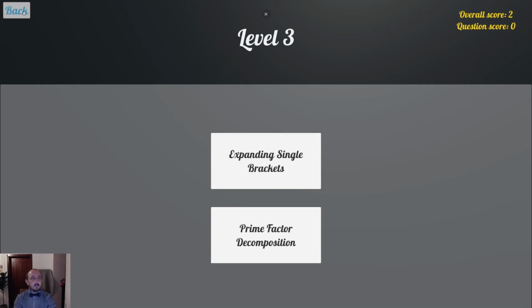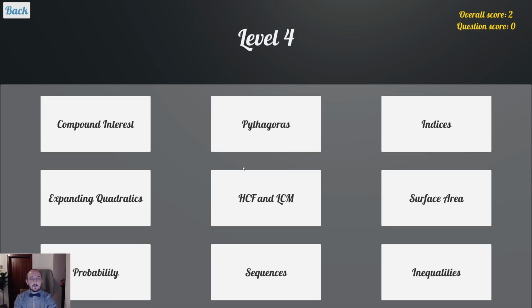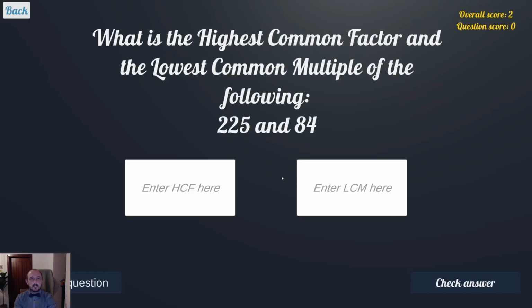And then if you go back to level 4, HCF and LCM, it's giving you 2 numbers here to break down into their prime factors, 225 and 84, and start to work out the HCF and the LCM. So this app here that I've designed will allow you to practice these 2 concepts as much as you like. You can also use other websites online, but this one can get you started on these processes.